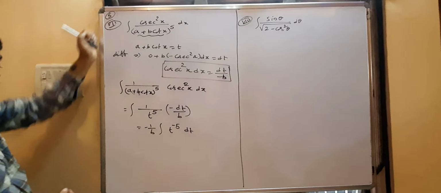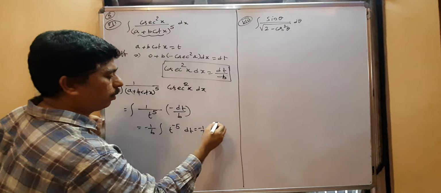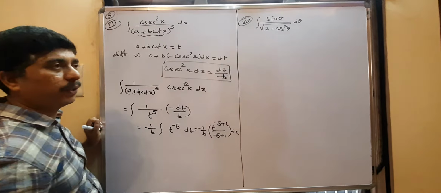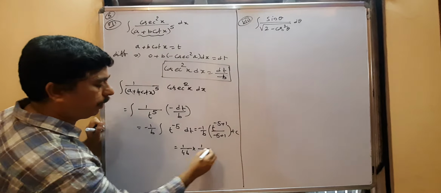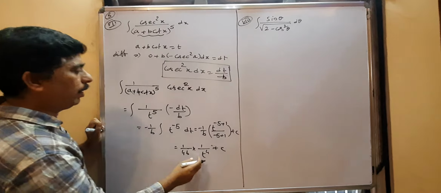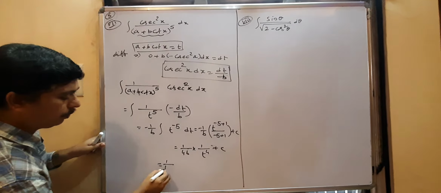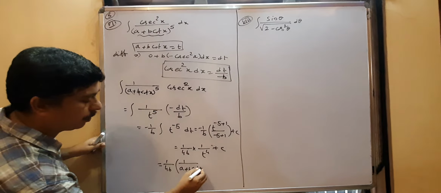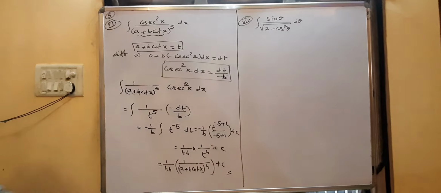What is the integral of x power n? X power n plus 1 by n plus 1. That is minus 1 by b into t power minus 5 plus 1 by minus 5 plus 1, plus c. Minus 5 plus 1 is minus 4. So this becomes 1 by 4b into 1 by t power 4, plus c. What is the value of t? A plus b cot x. So that is 1 by 4b into 1 by a plus b cot x whole power 4, plus c. Copy it.